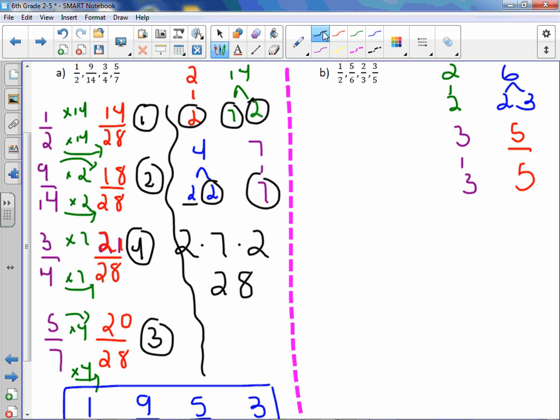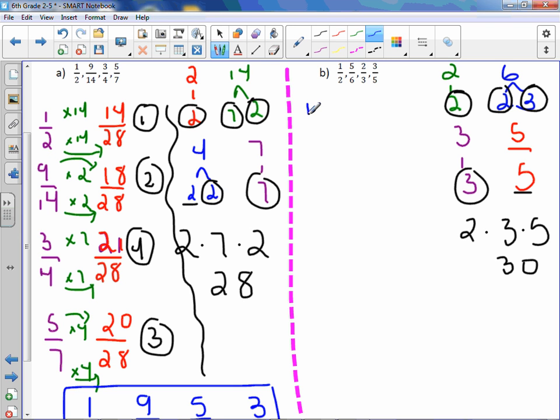What's in common with all of them? Nothing. Anything in common anywhere else? Yep, I've got a 2 in common. I've got a 3 in common. And a lonely 5. 2 times 3 is 6. 6 times 5 is 30. The least common denominator is 30.